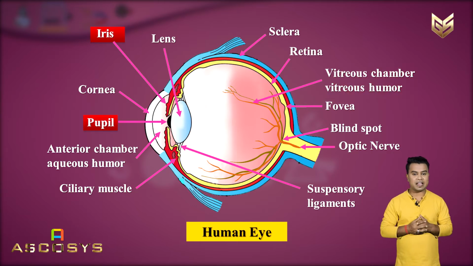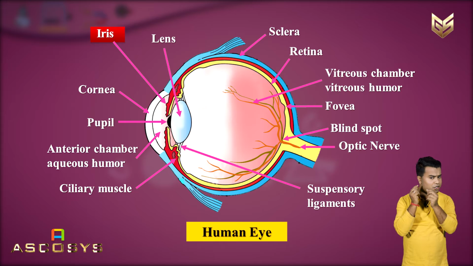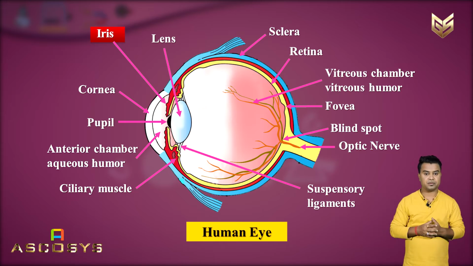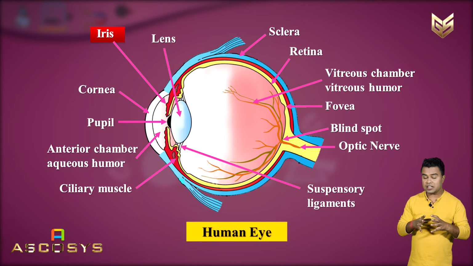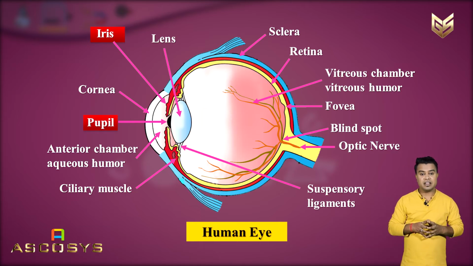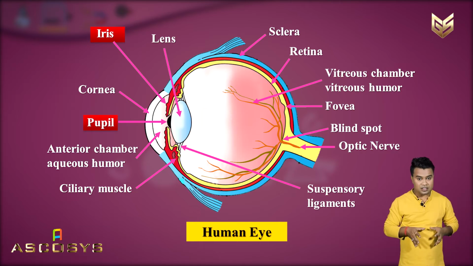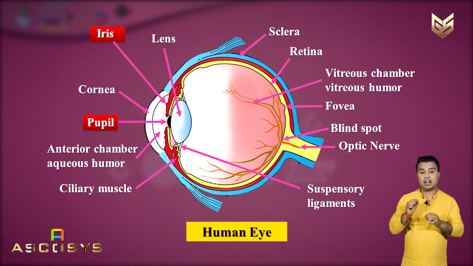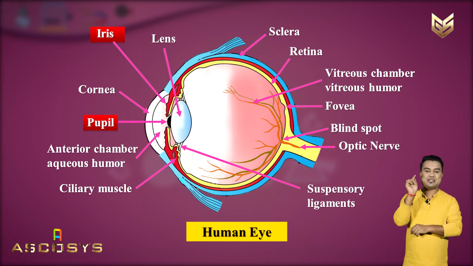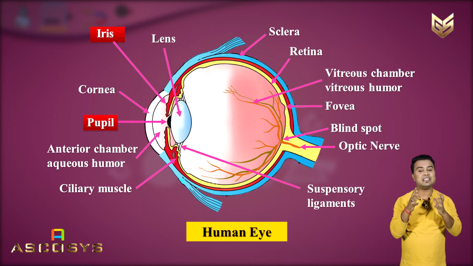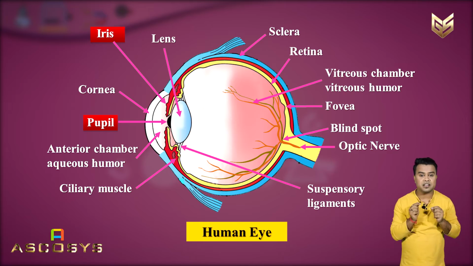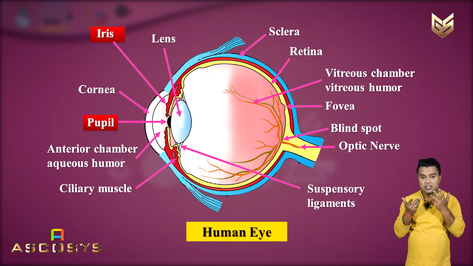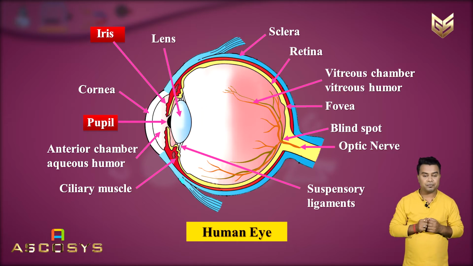So the next part of the eye is iris and pupil. Iris is actually the colored portion of your eye, if you can see in the mirror. It is a dark muscular diaphragm which controls the pupil, right? The amount of light that enters through our eyes is controlled by the pupil, and the pupil is controlled by the iris. So if the light is too bright, the pupil contracts, so that less light enters our eye, otherwise the screen, that is your retina, might get damaged.